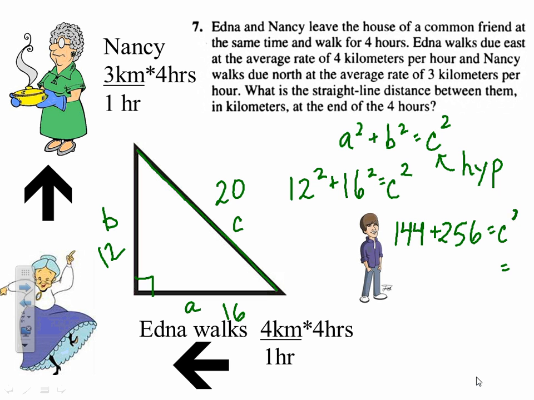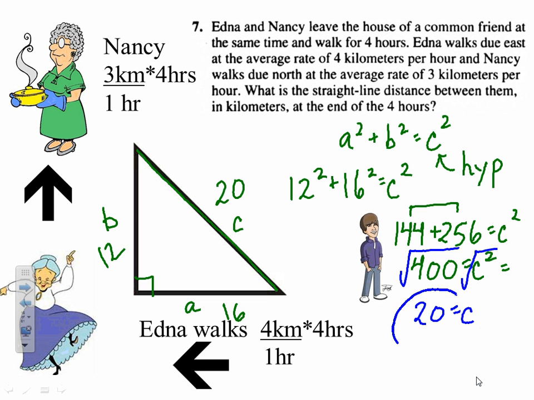We set that equal to c squared. When you add up 144 and 256, it gives you 400. And then we want to find just c, so we're going to take the square root of both sides, which gives us the value of c as 20.